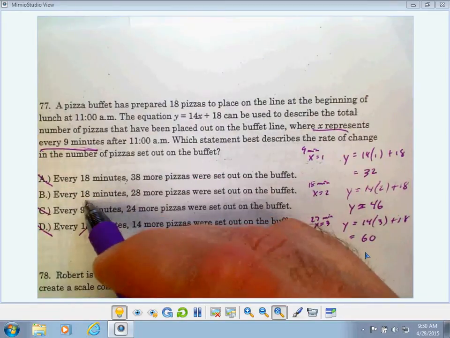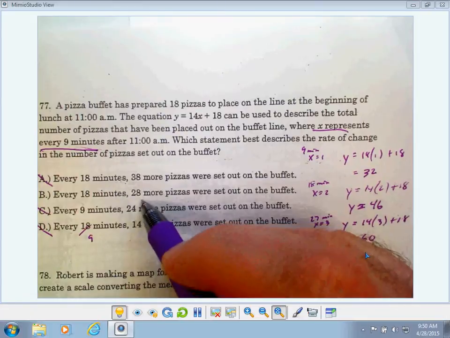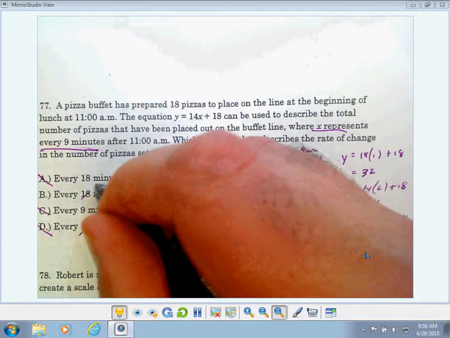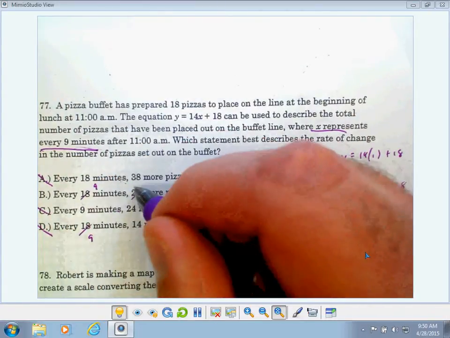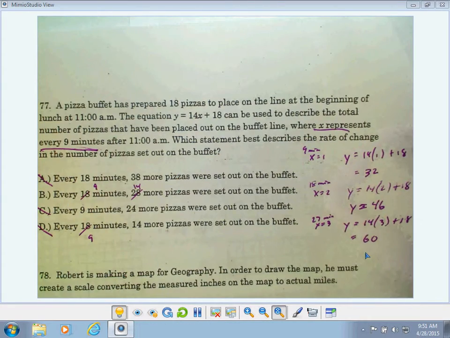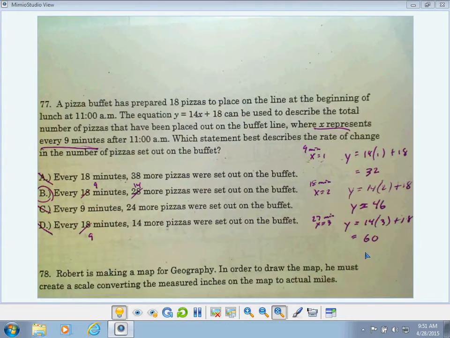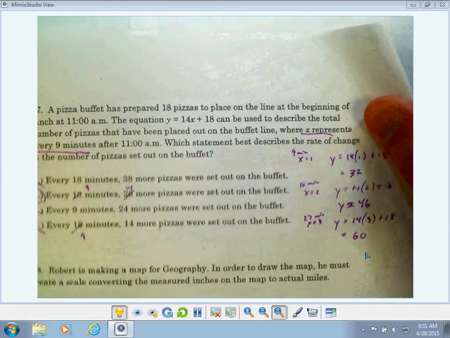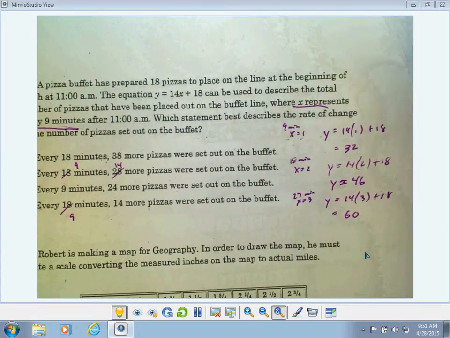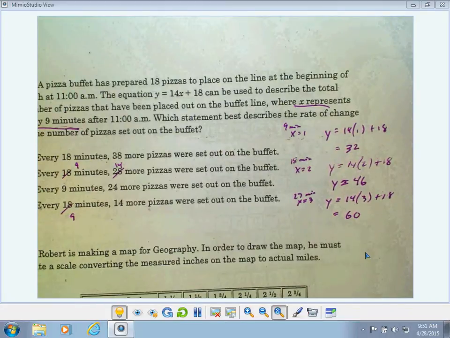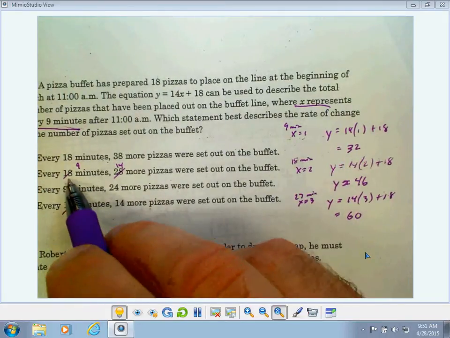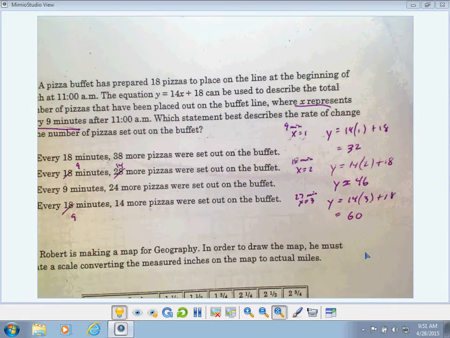How does that make any sense? Every 18 is 28. Well, think about it. If we made this 9 by dividing by 2, we'd make this 14 by dividing by 2. It's B. So what you're trying to indicate is which one of those says a rate of change that says every 9 minutes is 14 pizzas, while the same thing is saying every 18 minutes is 28.